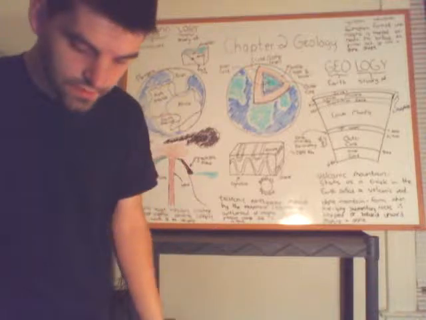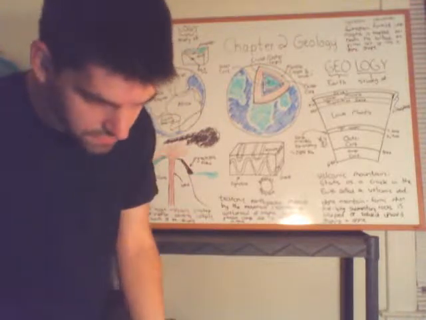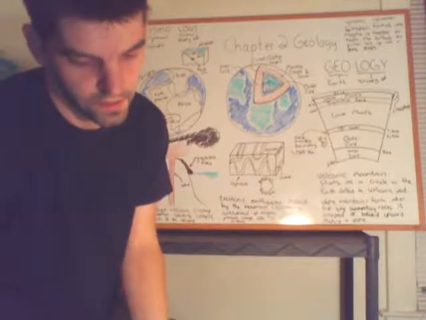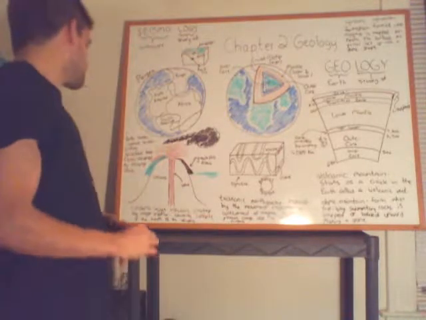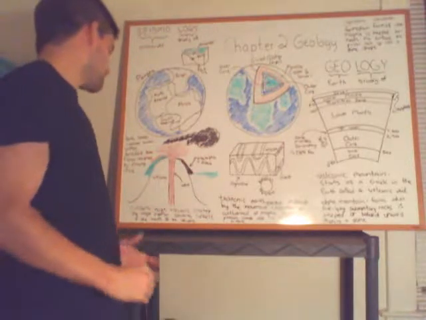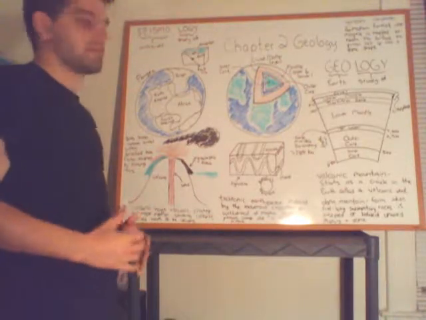Okay. Next, we're going to look at the next definition, which is caldera. So caldera is defined as a huge volcanic crater formed by a major eruption causing a collapse of the mouth of the volcano.